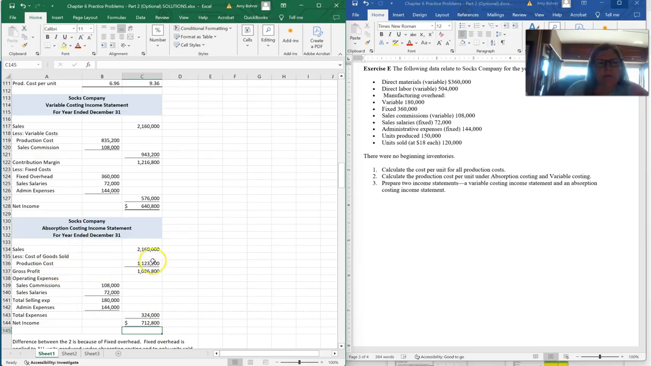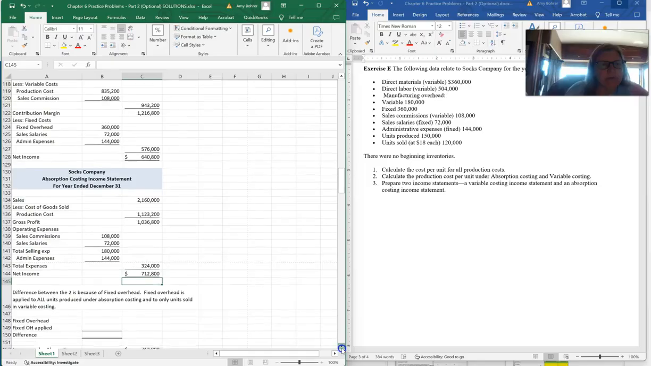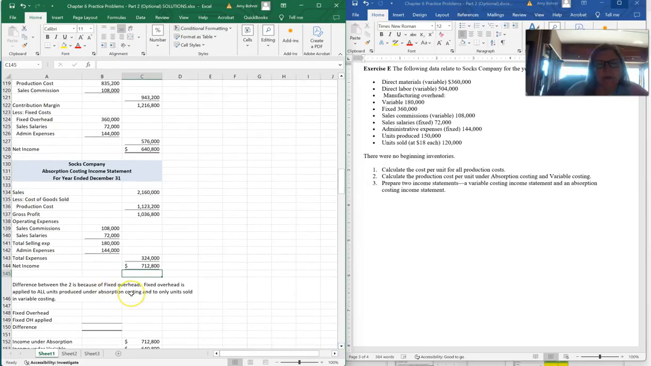The absorption costing method is the method that we're used to, right? Carries all of the production costs, whether they're fixed or variable. Direct materials, direct labor, variable overhead, and fixed overhead. So why are they different? The next section says the difference between the two is because of fixed overhead, right? We didn't have fixed overhead in the variable method, but we did have it in the absorption method. Fixed overhead is applied to all units produced under the absorption costing method, and to only the units sold under the variable costing method. So my fixed overhead was $360,000.